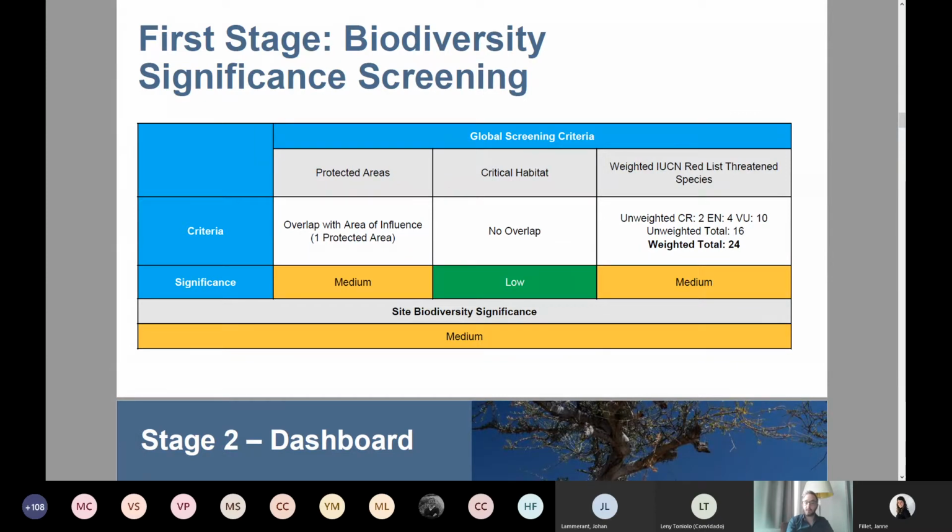And we weight this total to give a higher significance to critically endangered species than we do to endangered and vulnerable. And using this approach, we then draw out the highest level of significance across any of the 3 criteria and use that as the site level significance. So here we can see that both protected areas and threatened species are medium, and so the site was given a biodiversity significance of medium. Next slide, please.